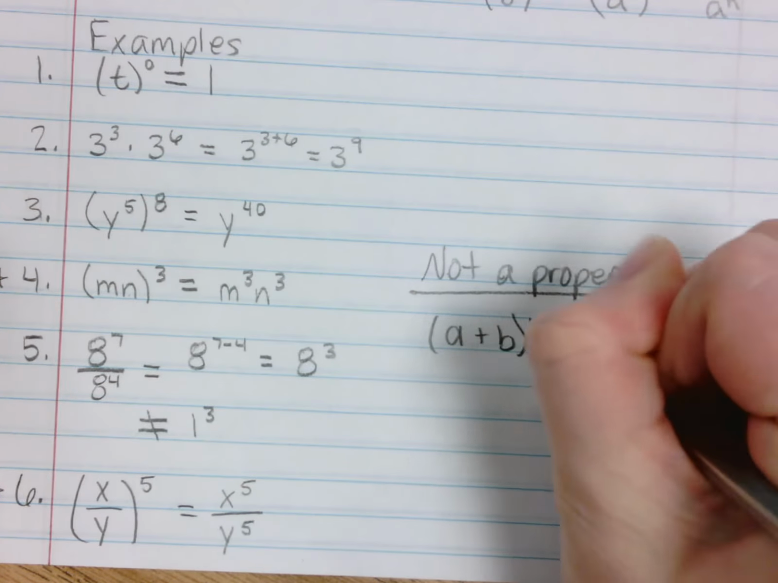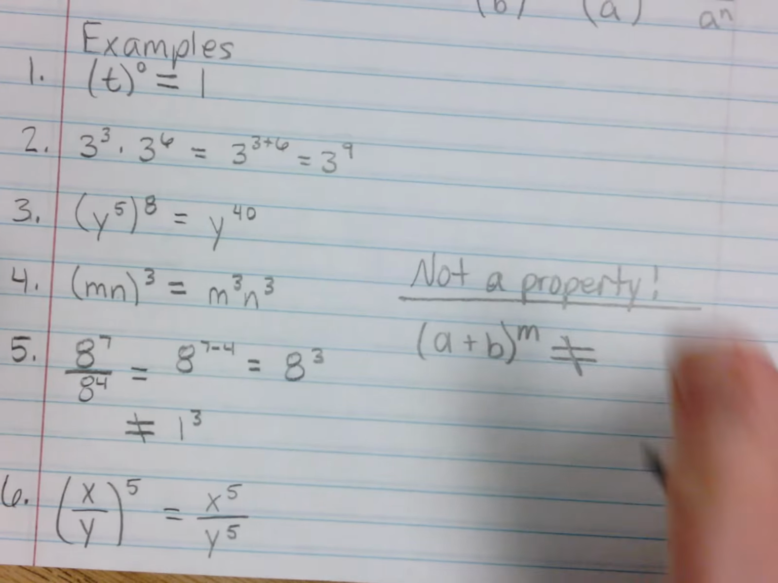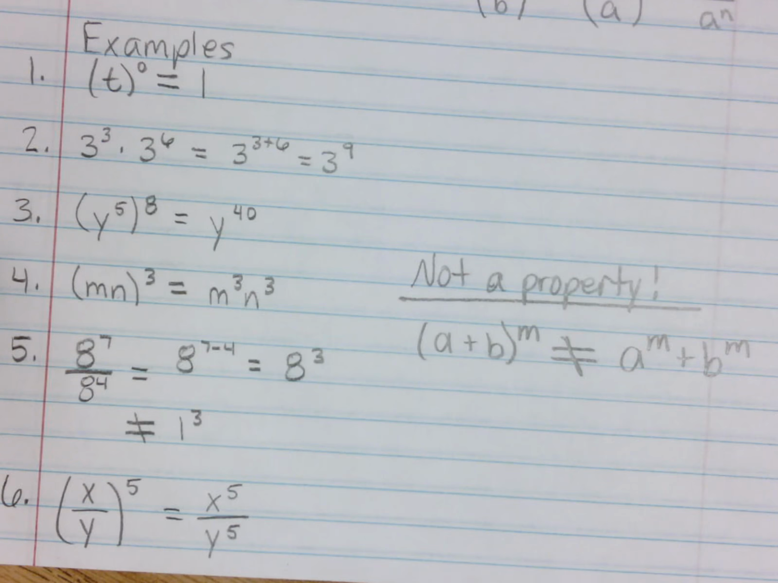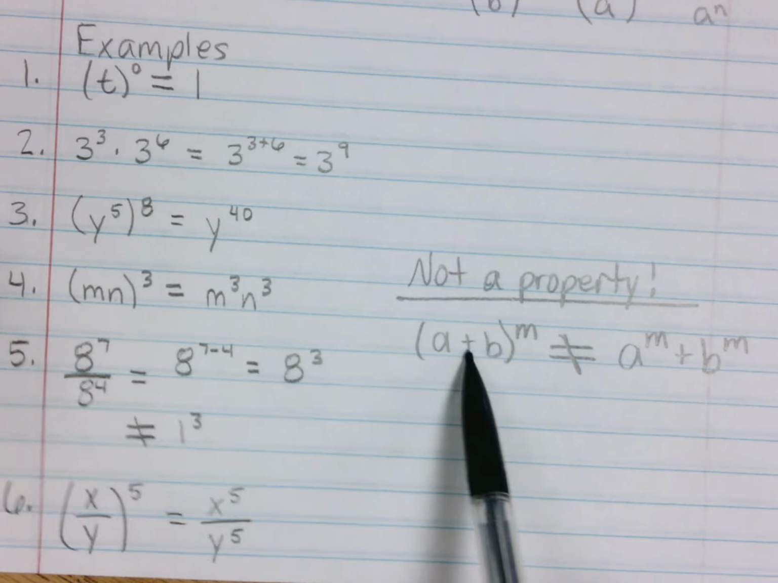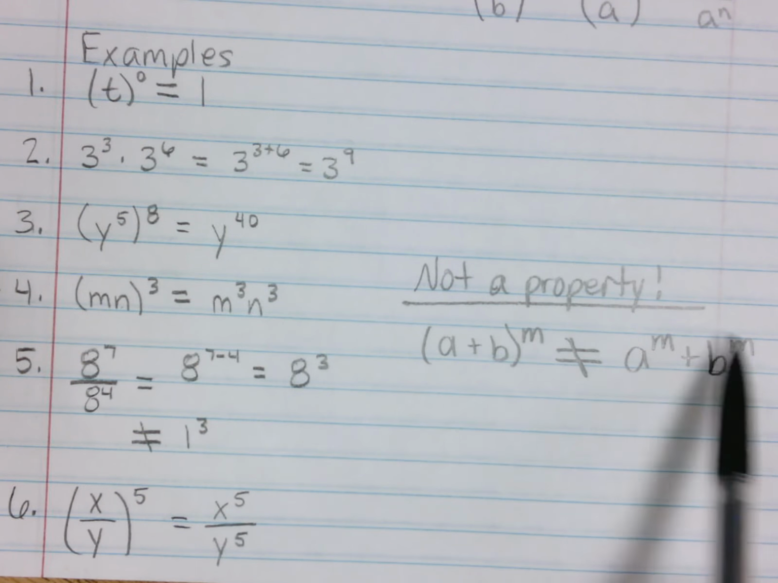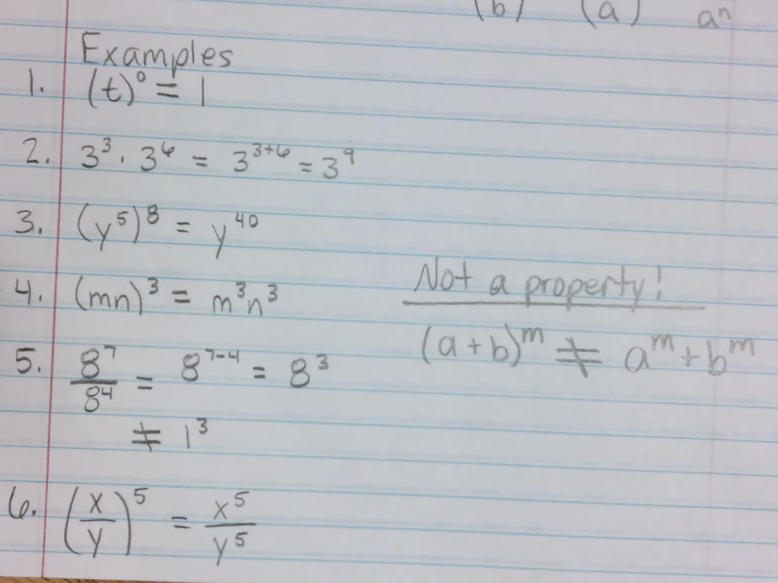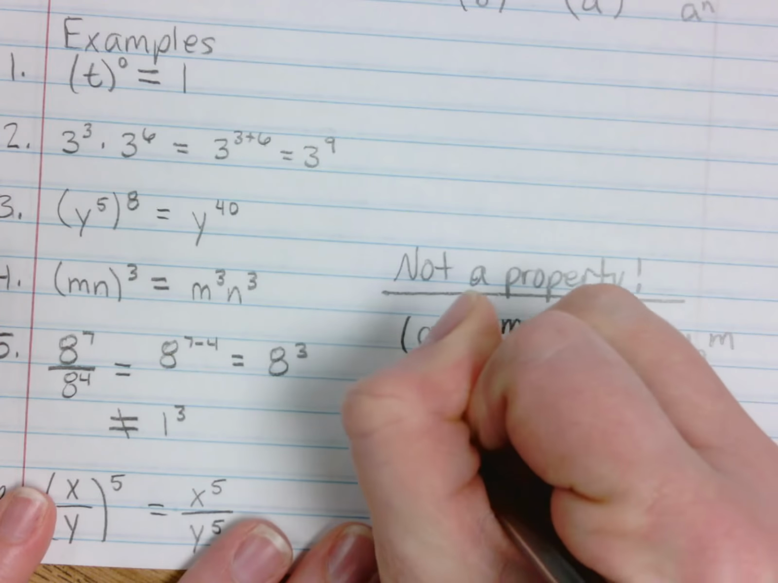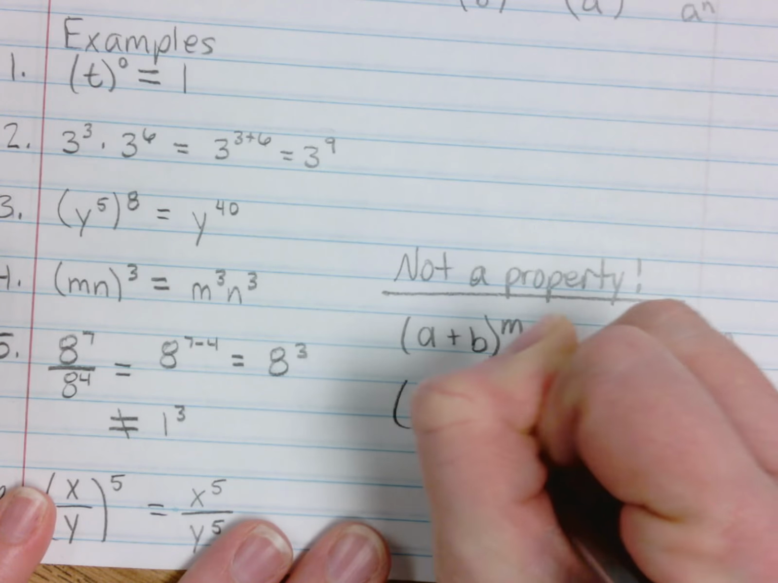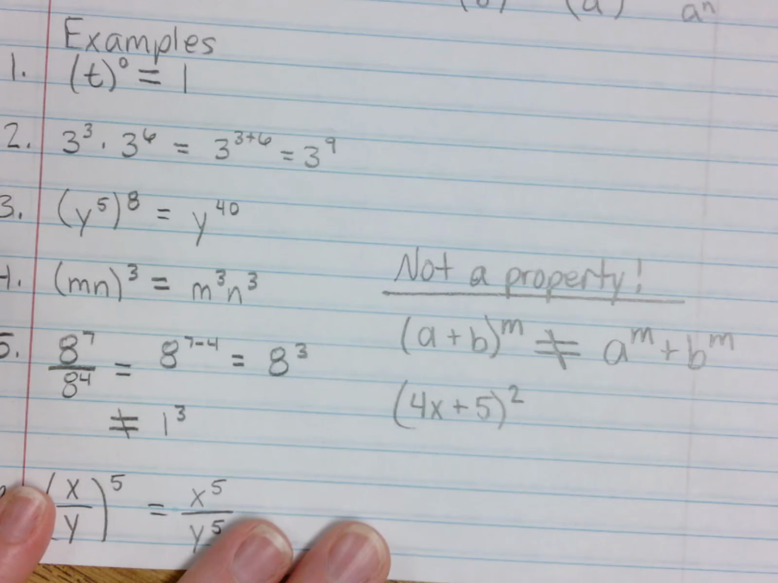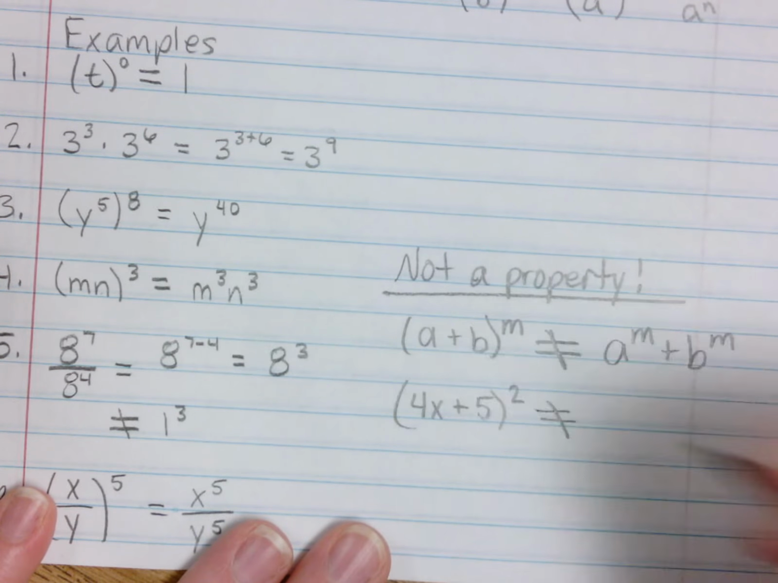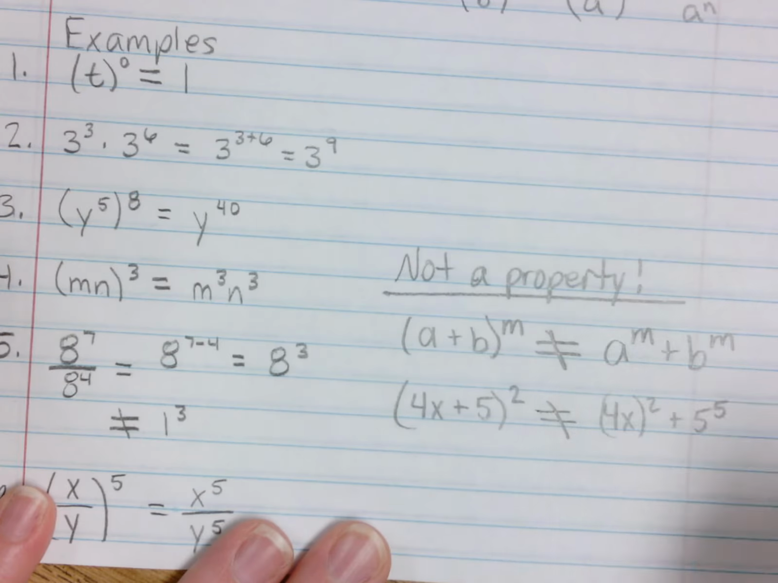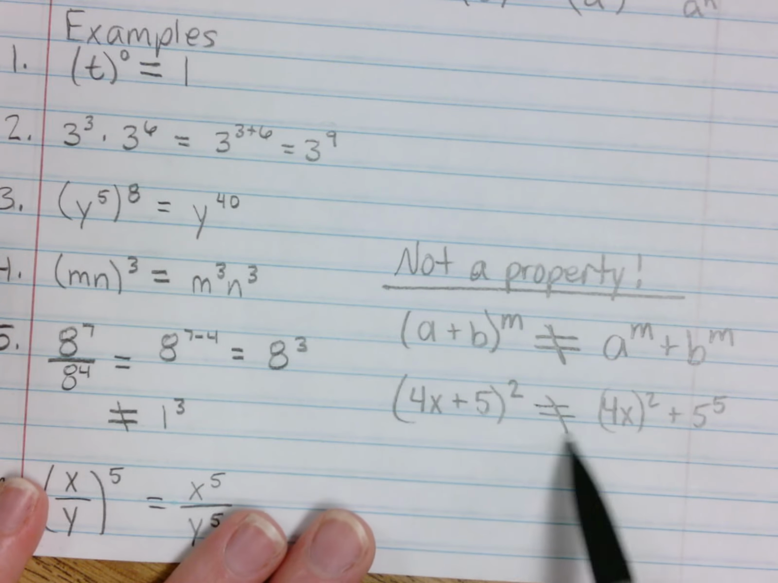So it does not equal, put a big does not equal, a to the m plus b to the m. And the same would be true if that was a minus sign. If it said a minus b all raised to the m power, again, you could not apply that exponent to each of those bases. Oftentimes where I see this happening is like 4x plus 5, all of that is squared. Students try to take 4x and square it and take the 5 and square it. But know that that is not something that can happen.